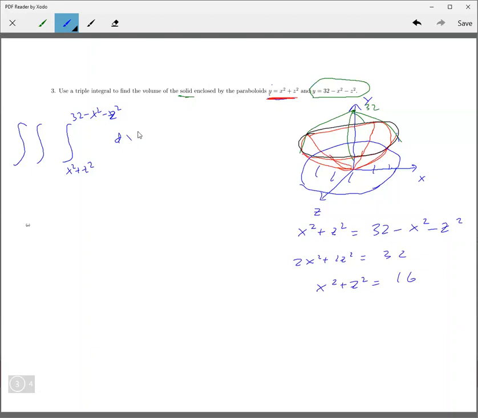dV. So to find the volume, just integrate the dV. Okay, and then here, this is a circle, or a disk. This disk right here with center 0, 0, and radius 4.